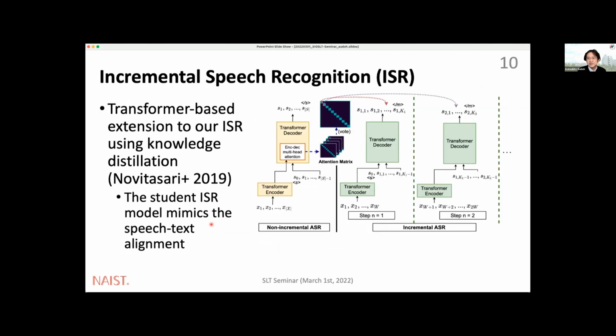So the incremental speech recognition part is implemented by our previous research presented at Interspeech 2019. This is a transformer-based extension of our ASR-based knowledge distillation. This incremental speech recognition mimics the attention in the offline ASR. Then we extended this to the transformer-based ASR to implement the transformer-based automatic speech recognition.